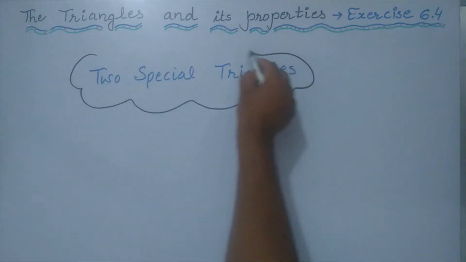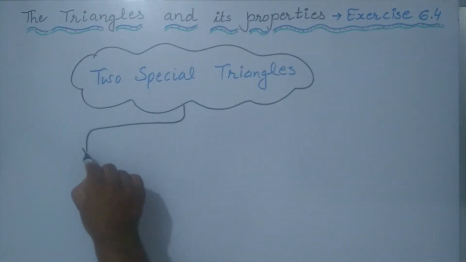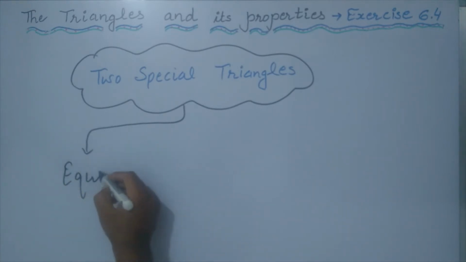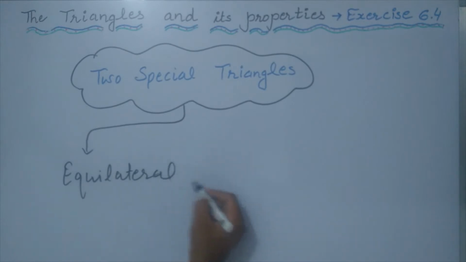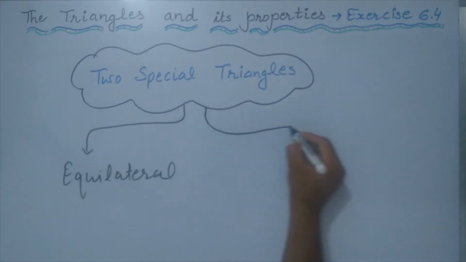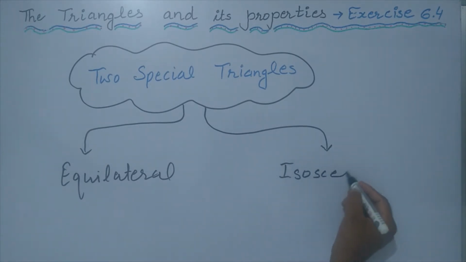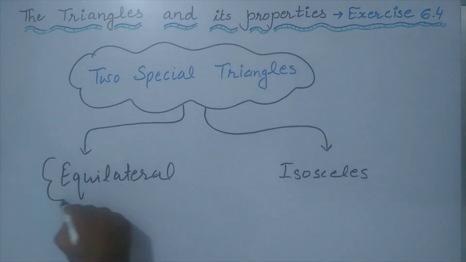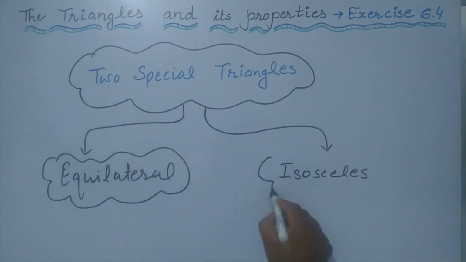Two special triangles. The very first one is equilateral triangle, and the next one is isosceles triangle, right? So let us see what is the difference.